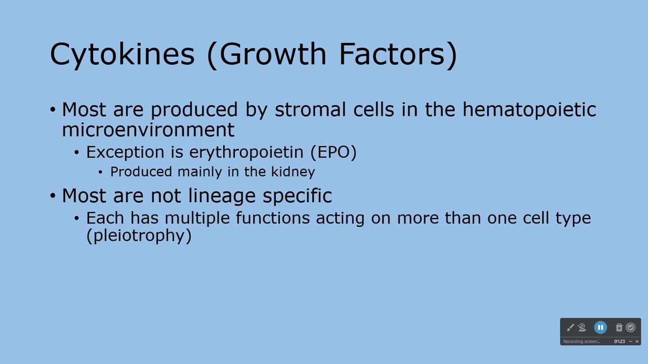There's erythropoietin. I knew I didn't spell it right the other day. But there it is in black and white, also known as EPO. And this is produced mainly in the kidney. Okay? I think your liver can produce a little bit of EPO, but it doesn't produce enough to maintain your body like it needs to. So that's the reason you see when people go into kidney failure, you see a decrease in EPO. Okay? Most are not lineage specific.